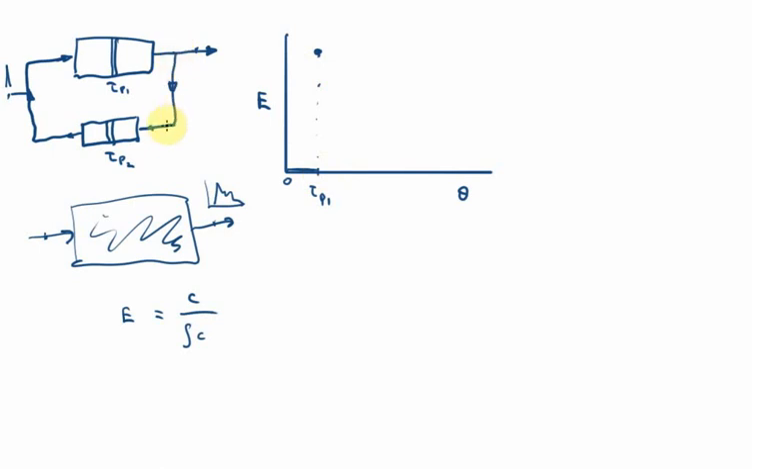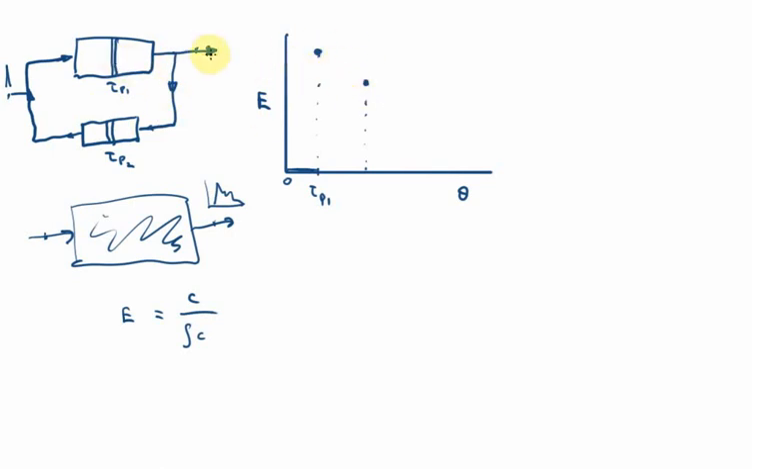And then sometime later, the amount that's split off passes through here, goes up here, and then it will be delayed by tau p1. So after tau p1 plus tau p2, we will get another contribution at the exit. And of course, this contribution will be less than it was originally.